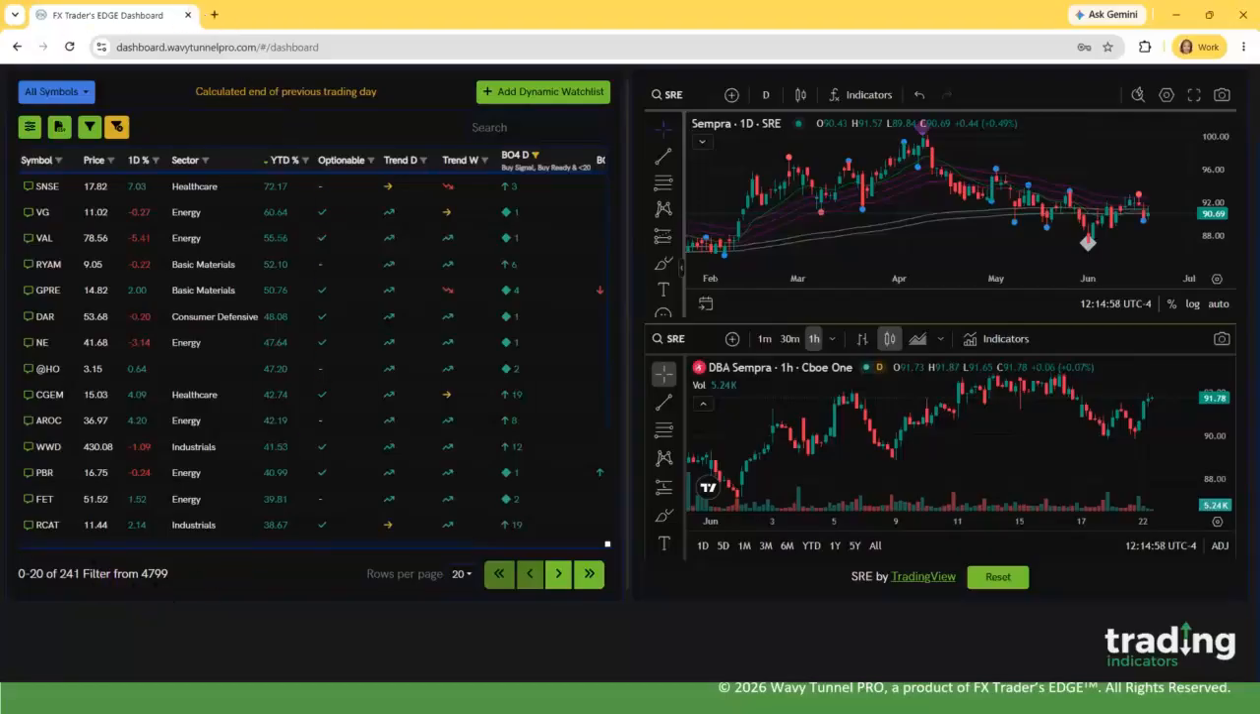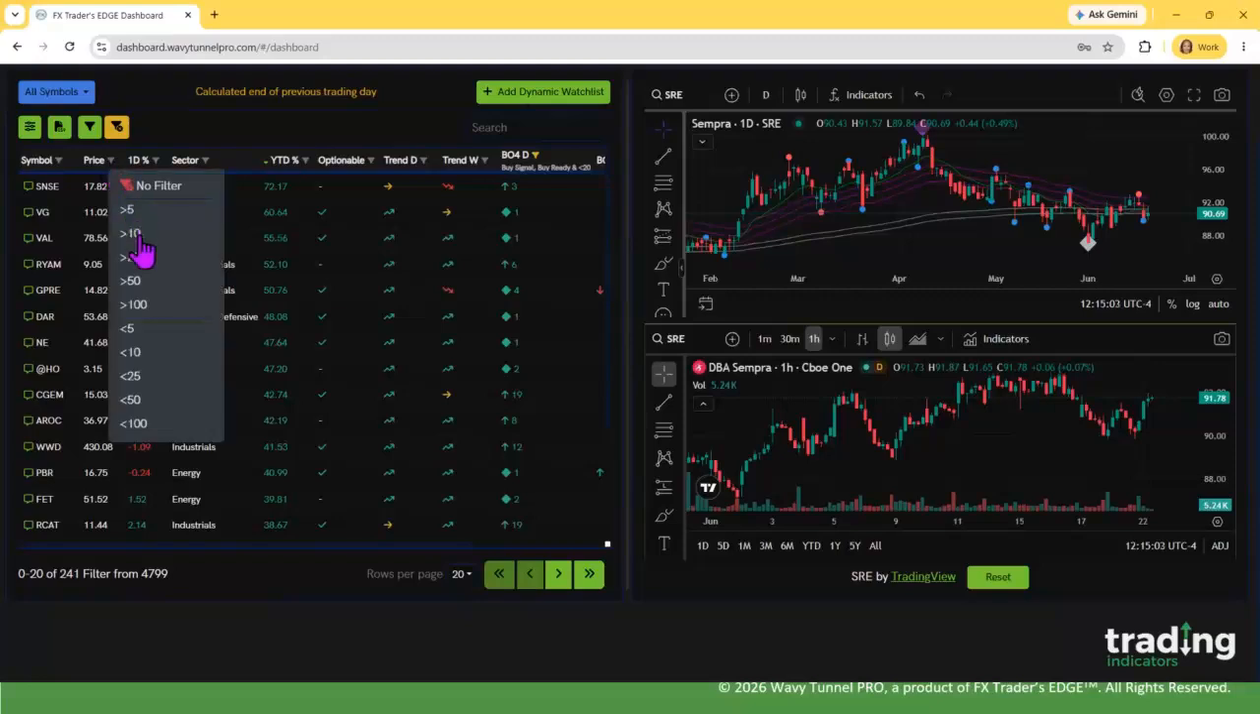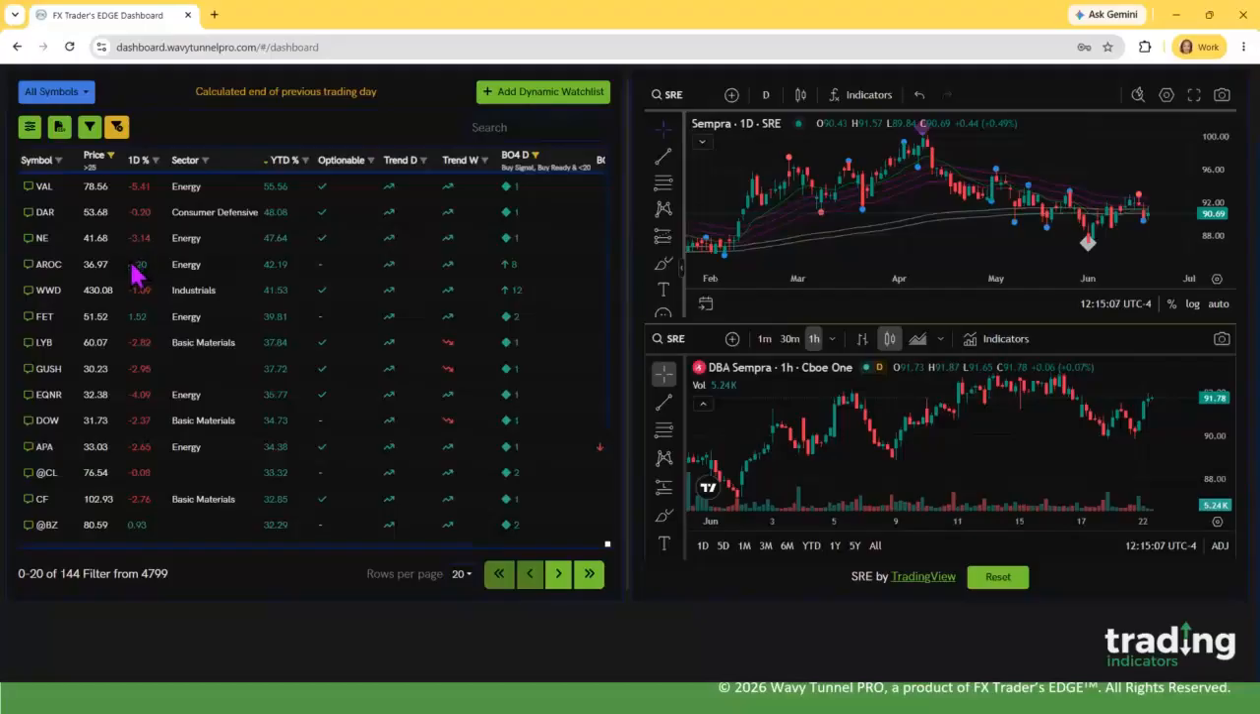That's also a lot. Then what I like to do is change price. I only want to look at stocks that are greater than $25. That brings it down to 144. What I also want to do is take the trend and just look at the daily trend that is up or neutral. And that brings it down to 141.